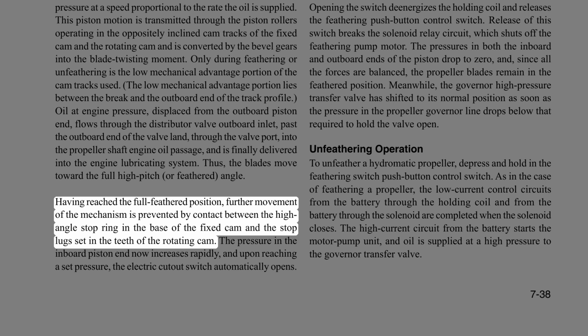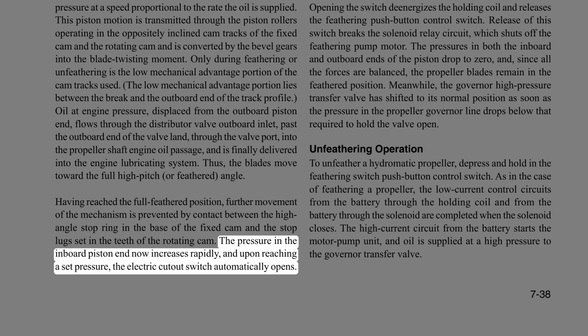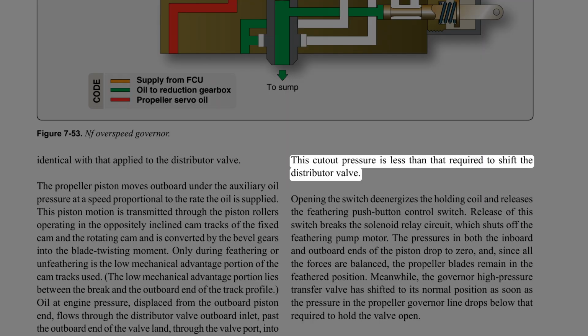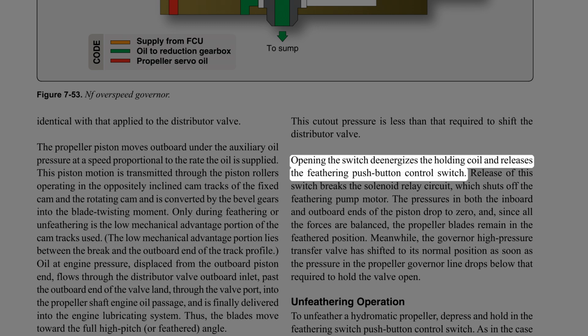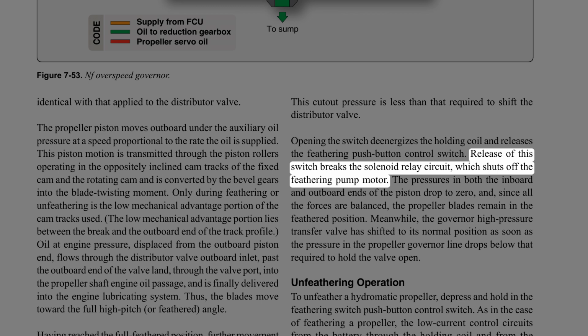Having reached the full feathered position, further movement of the mechanism is prevented by contact between the high-angle stop ring in the base of the fixed cam and the stop lugs set in the teeth of the rotating cam. The pressure in the inboard piston end now increases rapidly, and upon reaching a set pressure, the electric cutout switch automatically opens. This cutout pressure is less than that required to shift the distributor valve. Opening the switch de-energizes the holding coil and releases the feathering push-button control switch. Release of this switch breaks the solenoid relay circuit, which shuts off the feathering pump motor.